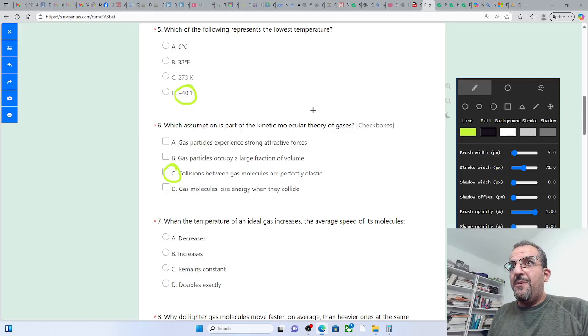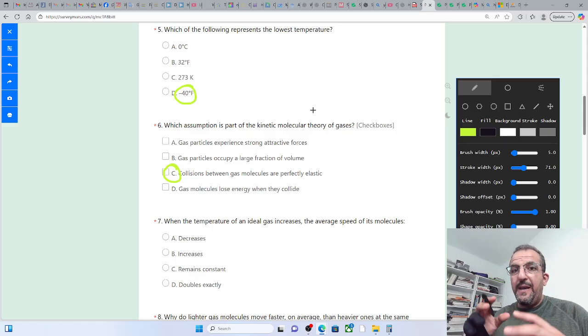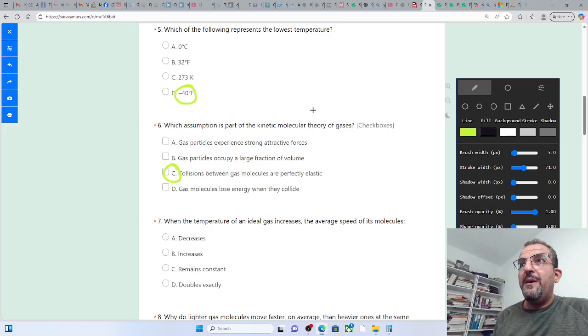So losing energy is a consequence, but the collision between the gas molecules being perfectly elastic is what we have in the ideal gas theory. All of the gas particles collide with each other with elastic collisions. Okay, that's right.